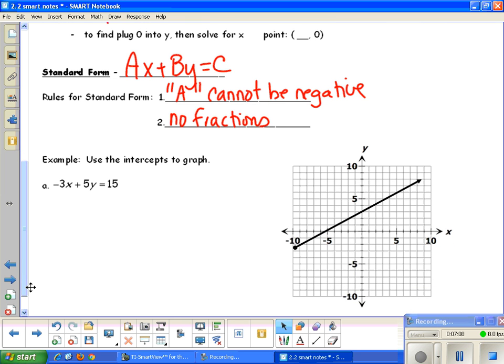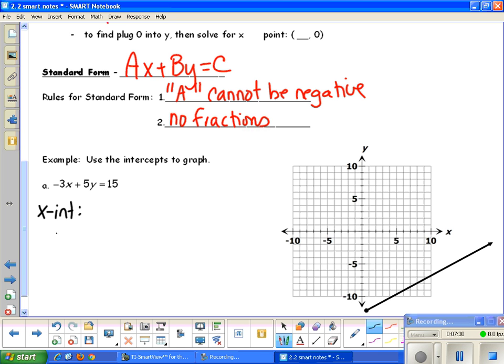Now, standard form is useful when you're graphing something and you want to use the intercepts if they're easy to find. So if we look at this equation that we have right here, let's find the x and y intercept and use those to graph. So if I want to, again, find the x-intercept, I plug 0 into y and solve for x.